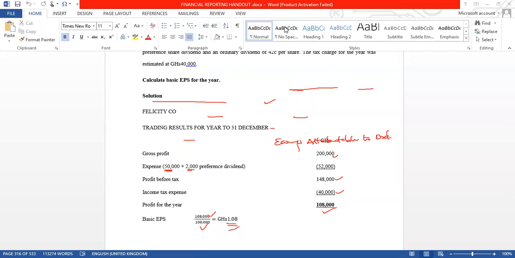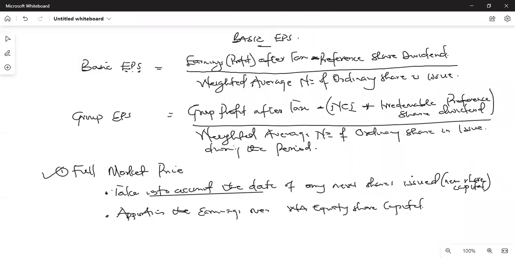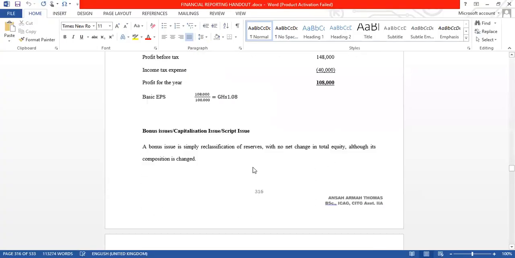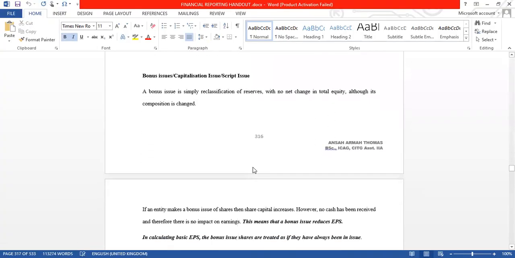So what I need to do here is to let you solve more examples under full market value. So let's see if we can get additional ones to deal with. So let me see if you can go through and do this.